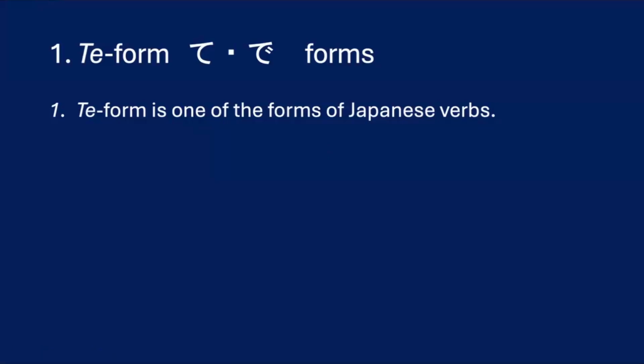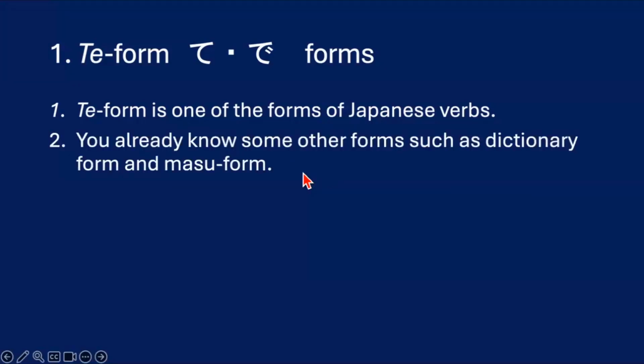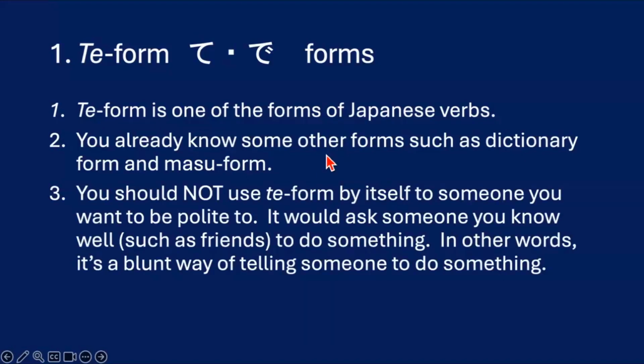It's another form, and you can use it to expand what you can say in Japanese. For example, if you know the te form of a verb, you can ask someone to please do something in a polite way, or you can ask for permission, like, may I do something? Or you can tell someone they shouldn't do something. So te form gives you a lot of different ways to expand your expressions in Japanese. And as I said, you already know the dictionary form and masu form of different verbs.